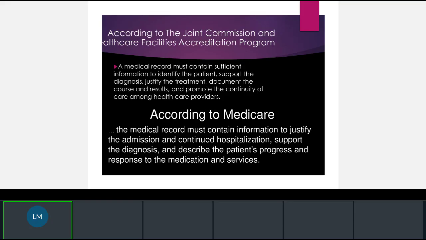And according to Medicare, the medical record has to contain information to justify the admission and continued hospitalization, support the diagnosis, and describe the patient's progress and response to the medication and services. So Medicare plays a huge part in what is and is not allowed by other insurance providers. So those are just a little tidbit that I wanted to pass along that is important, even though we don't necessarily tend to think about those kinds of things. You do once you're in the field, but as a student, it's just interesting to see that Medicare plays such a huge part.